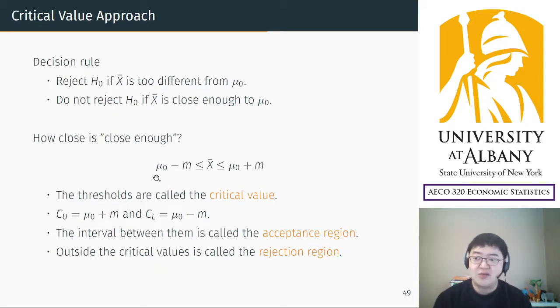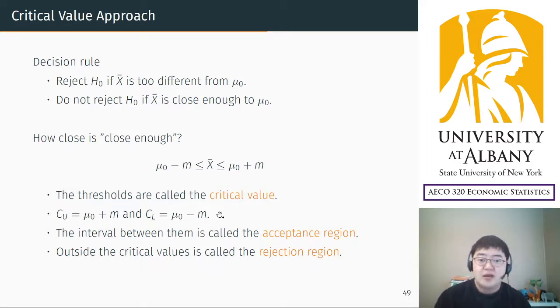This is the mathematical definition of close enough. The thresholds, mu0 minus m and mu0 plus m, are called the critical values. Lower critical value, upper critical value. So I would better say endpoints. The two endpoints are the critical values, and we usually denote the upper critical value as C subscript U, which equals mu0 plus m, and the lower critical value as CL, which equals mu0 minus m.